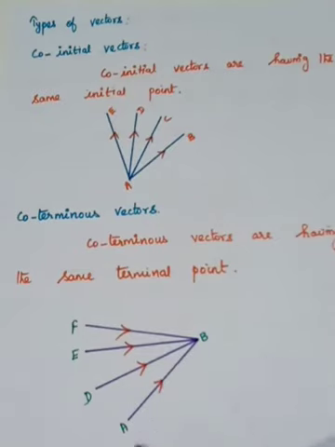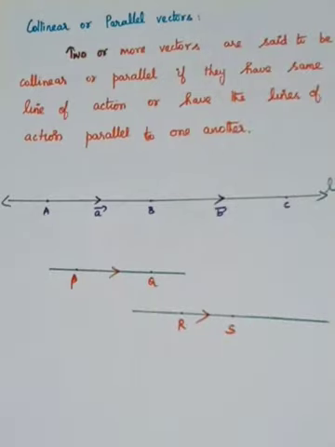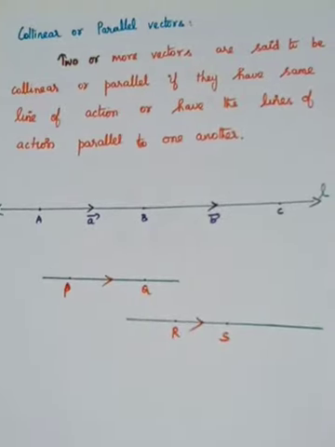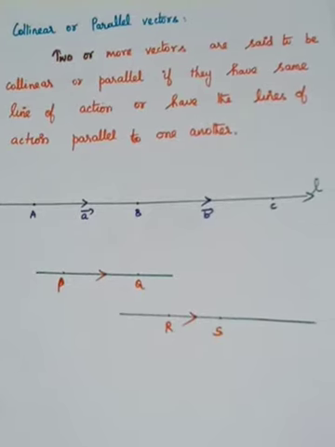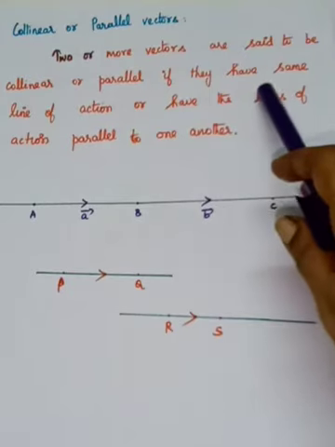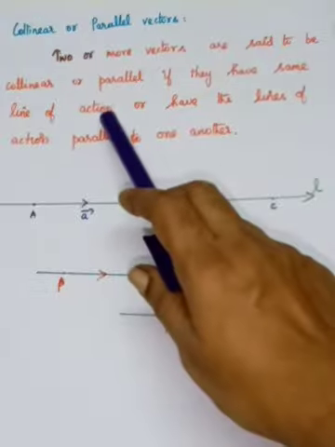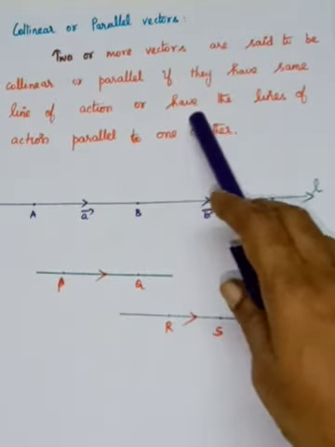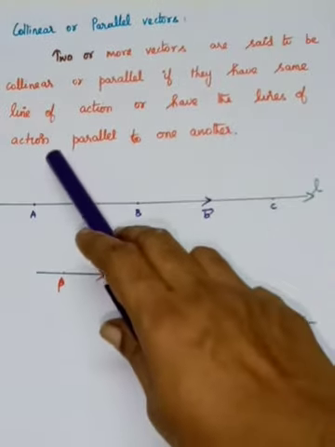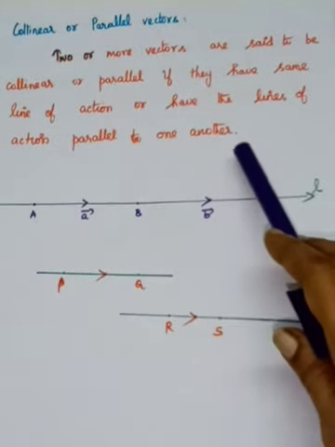So they are called coterminous vectors. So the next one, we are moving to collinear or parallel vectors. Two or more vectors are said to be collinear or parallel if they have the same line of action or have the lines of action parallel to one another.